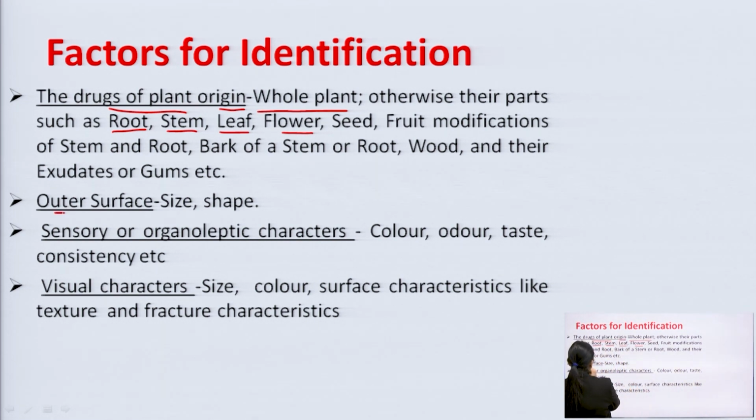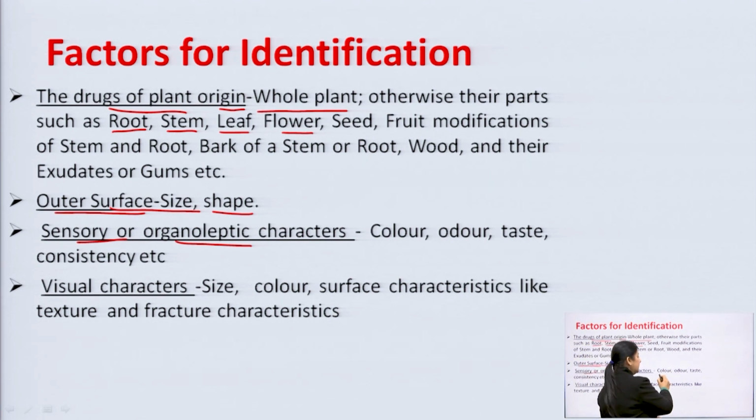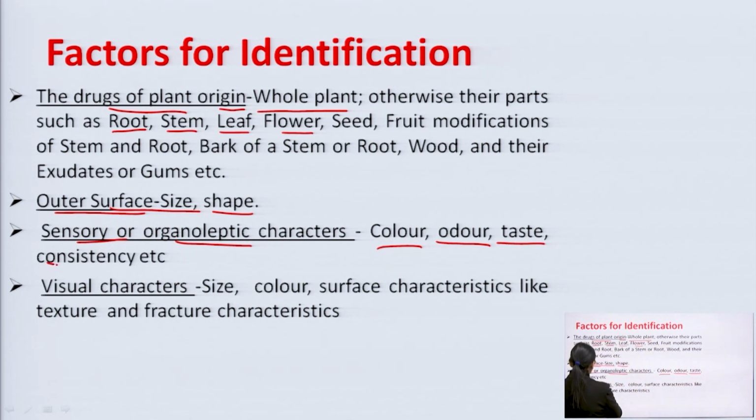Other factors which you need to consider are surface size and surface shape. What shape is it, oblong, oval, whatever, you have to identify that. Sensory and organoleptic characteristics include color. What is the color which you need to identify? Do you need red flowers, pink, or orange? What is the odor? How does it smell? You have to identify those organoleptic properties also. How does it taste? What is the consistency?